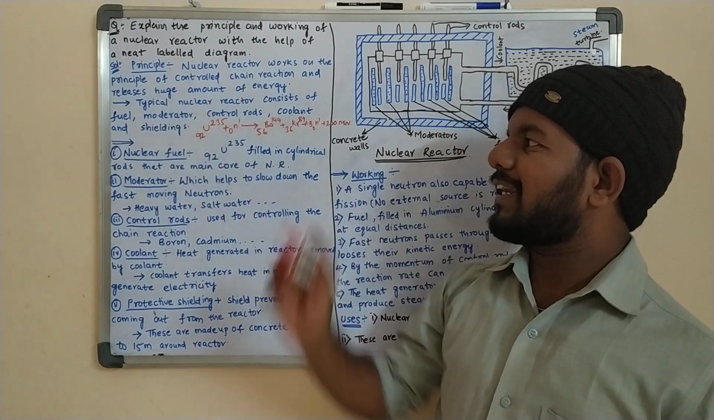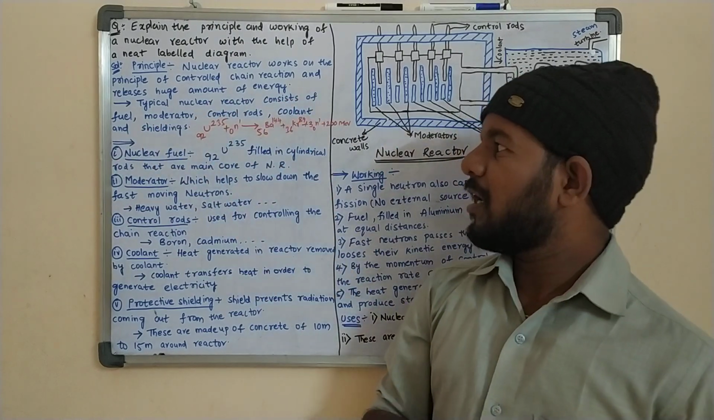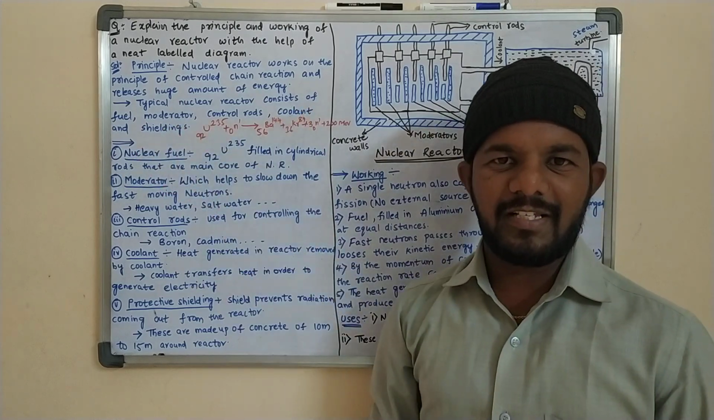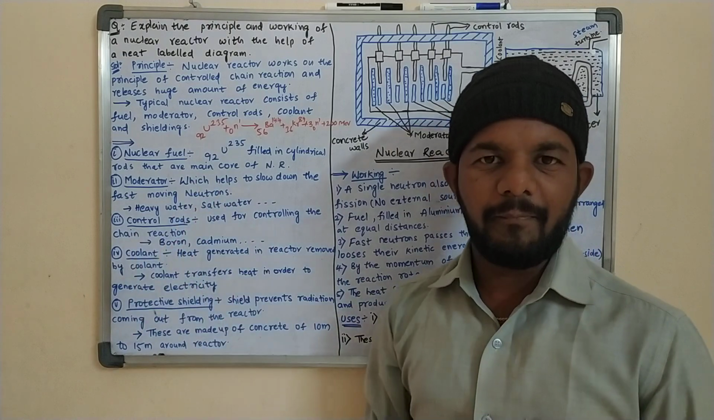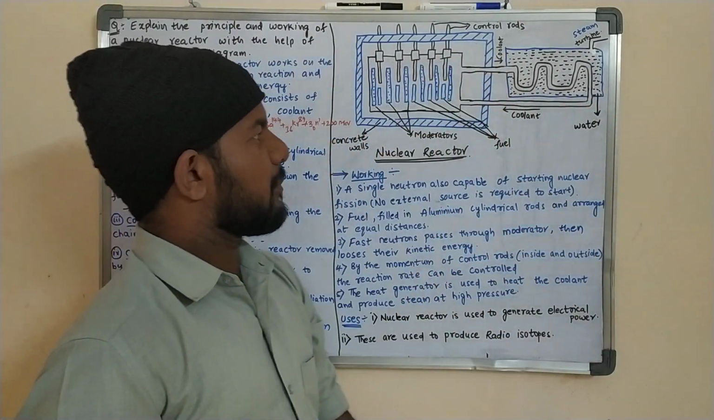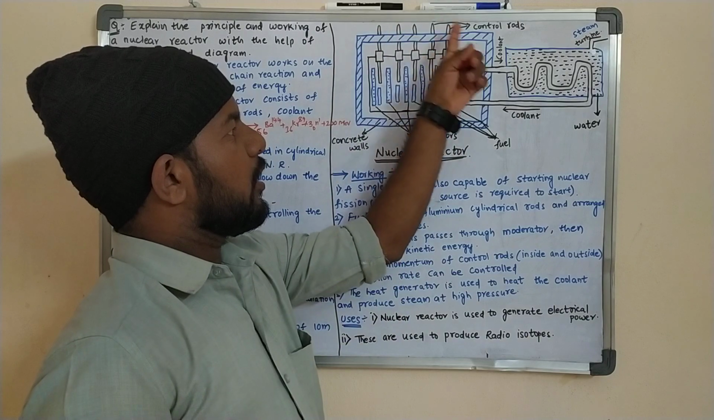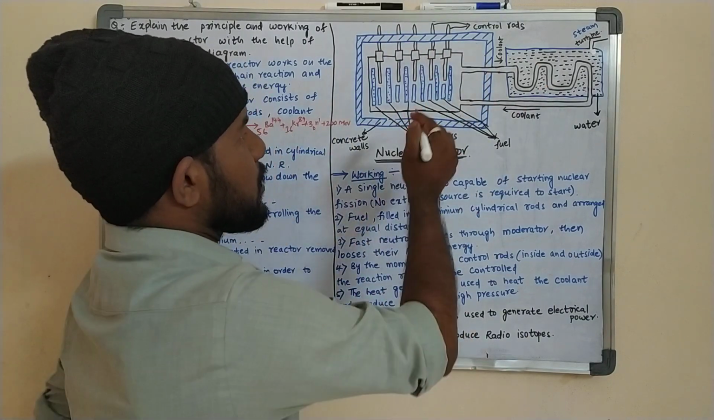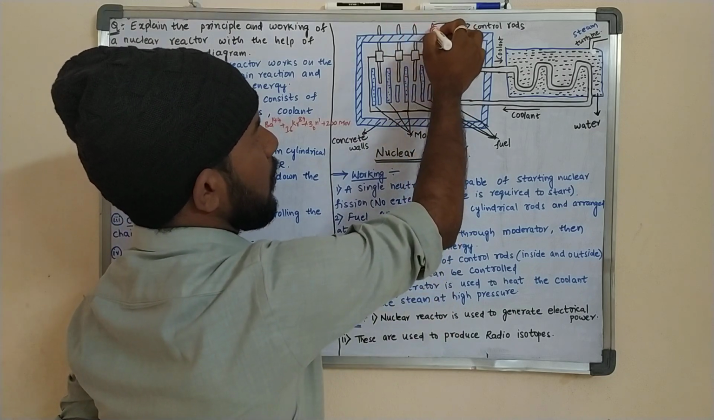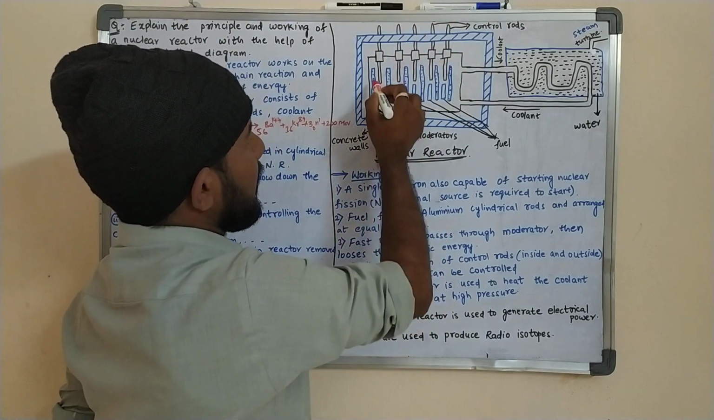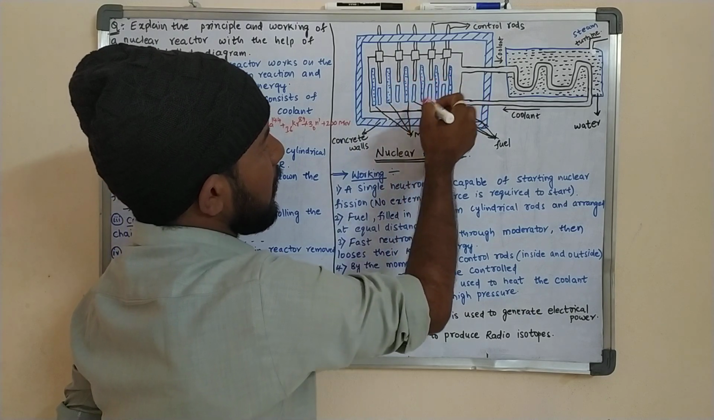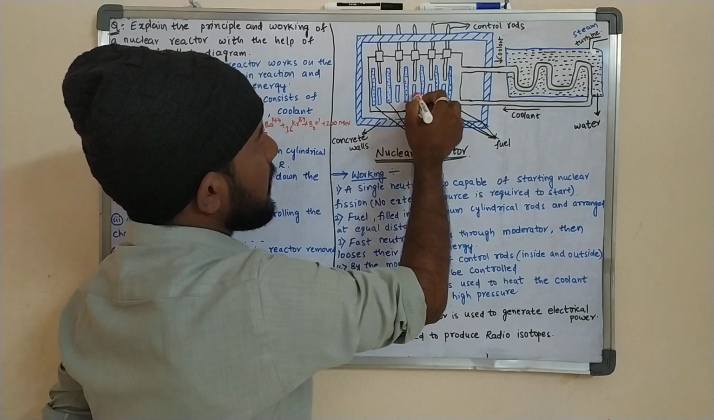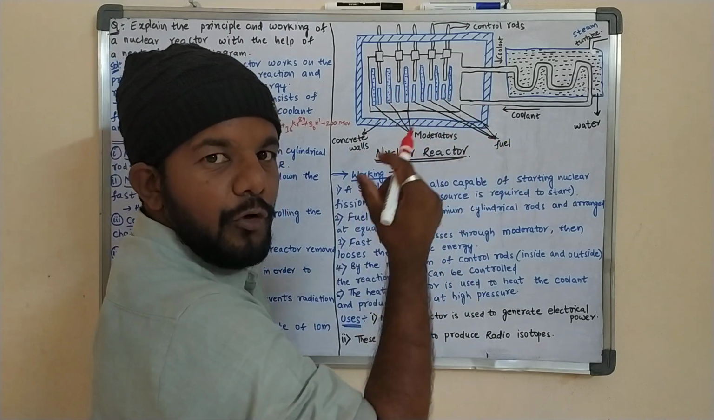A typical nuclear reactor consists of fuel, moderator, control rods, and next coolant and shielding. I will explain those here. First let me check this diagram, the nuclear reactor process, and let me discuss one by one. These are the control rods, and the dotted lines are moderators. In between the moderators are the fuel rods.